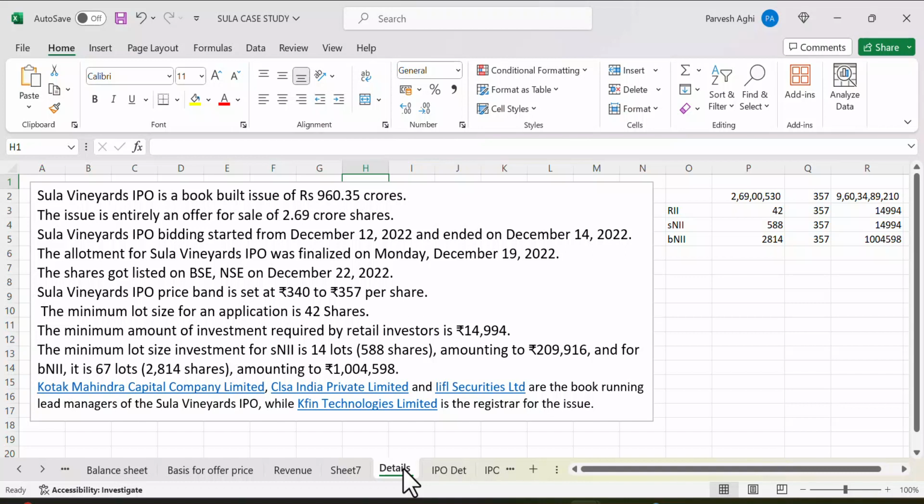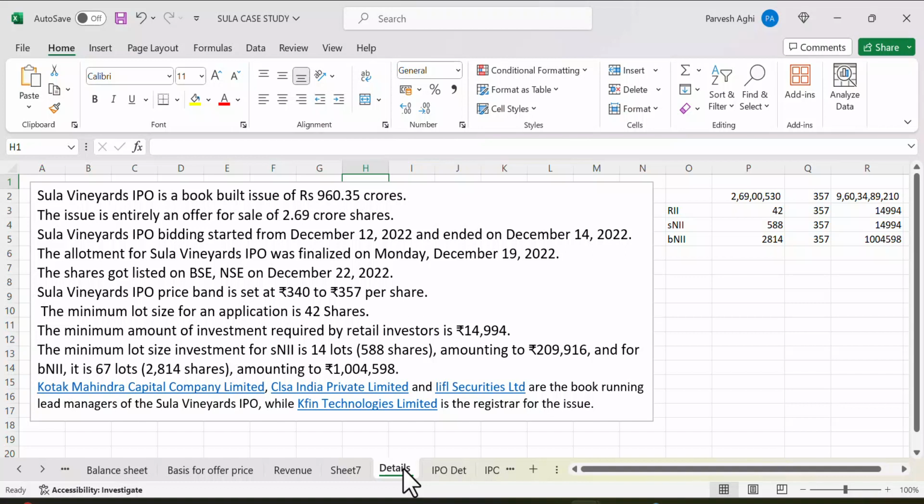So that means the money which they are going to receive, where will it go? To the shareholders or to the company? To the shareholders. Okay, fine. Read further. Sula Vineyards IPO bidding started from December 12, 2022 and ended on December 14, 2022. The allotment was finalized on Monday, December 19, 2022. The shares got listed on BSE and NSE on December 22nd, 2022.